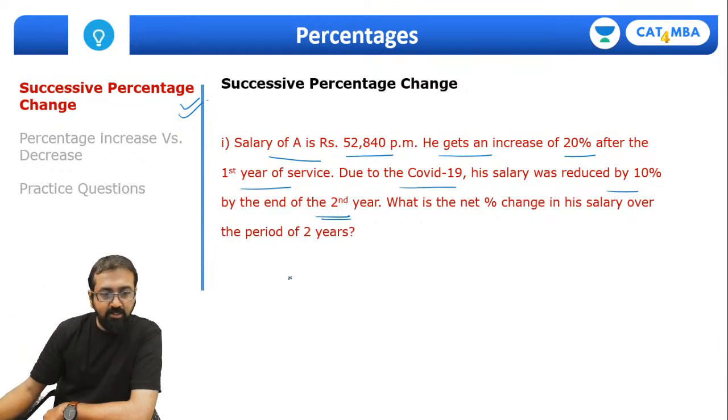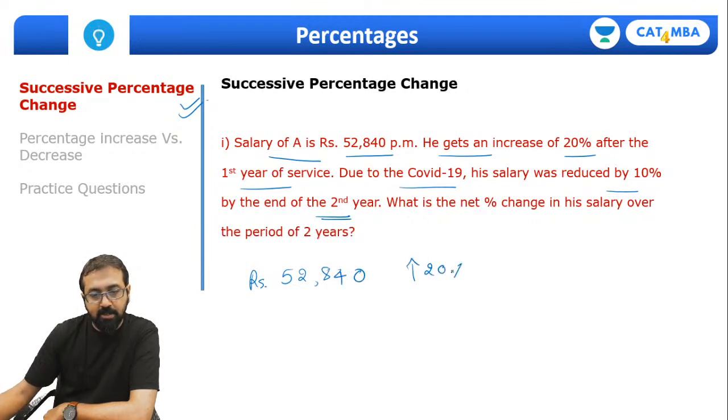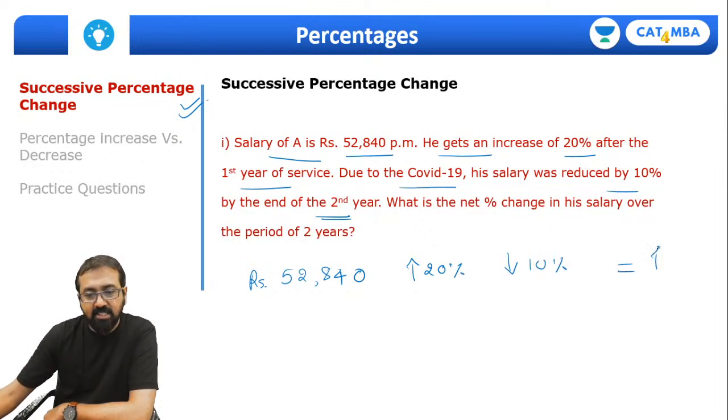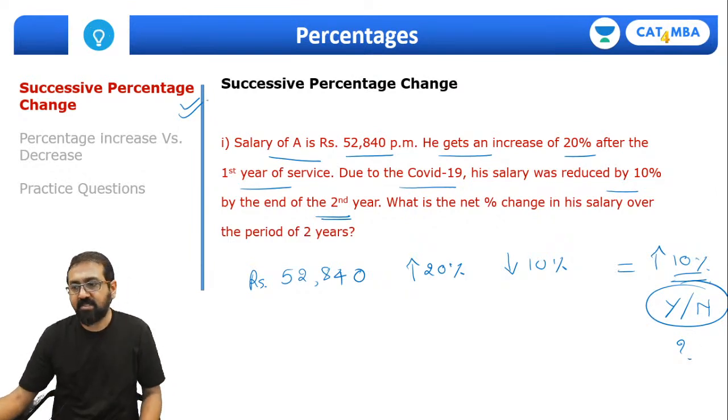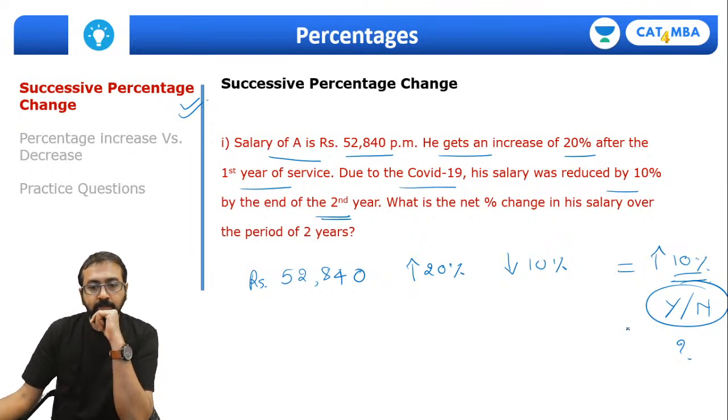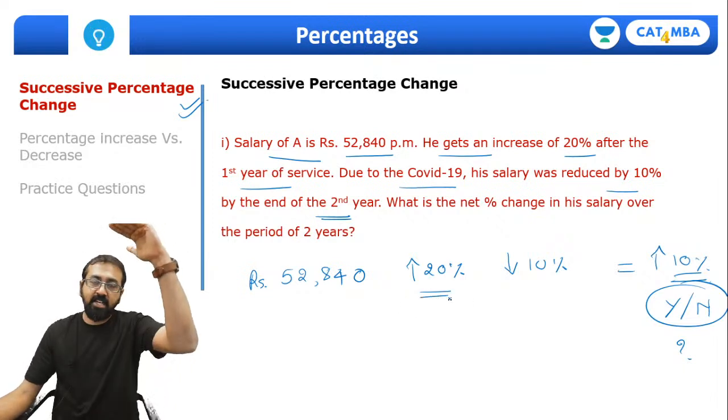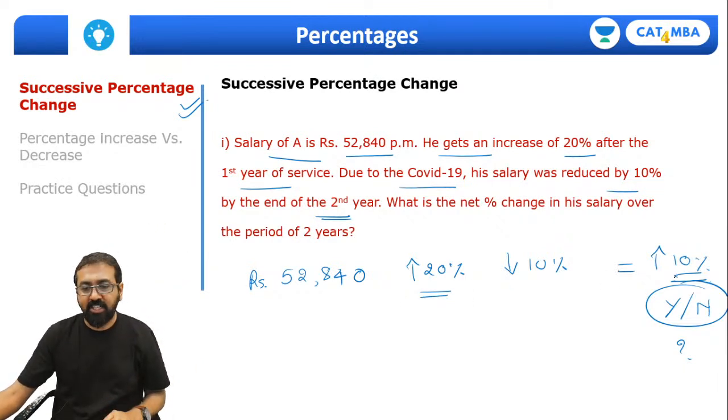Okay. So guys, here his initial salary was this one, 52,840. And his salary was first increased by 20% and then it was decreased by 10%. So can I say the net increase in his salary is 10%? Is this correct? Yes or no? Can I say the net increase in his salary is 10%? Because first his salary got increased by 20% and then we reduced it by 10%. So definitely the net change is a 10% increase.